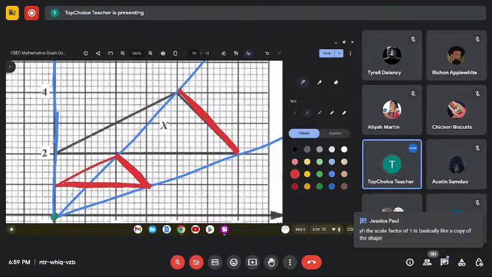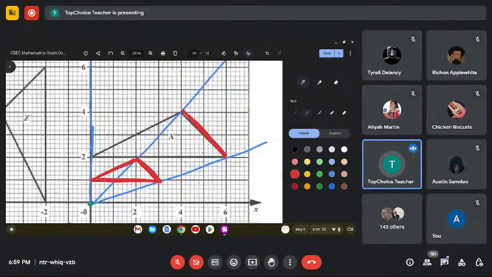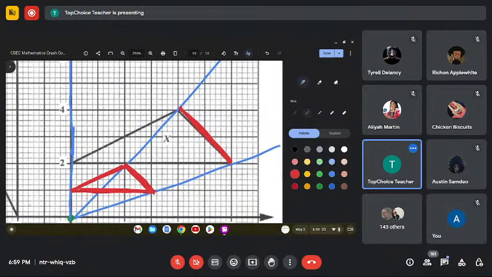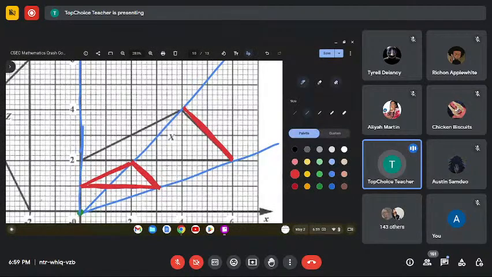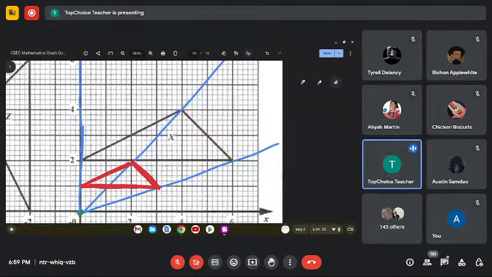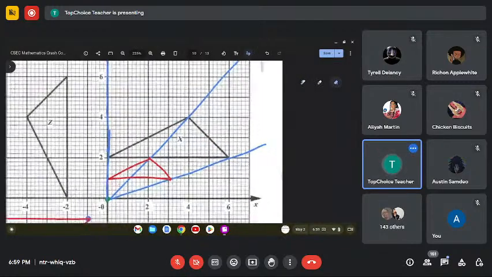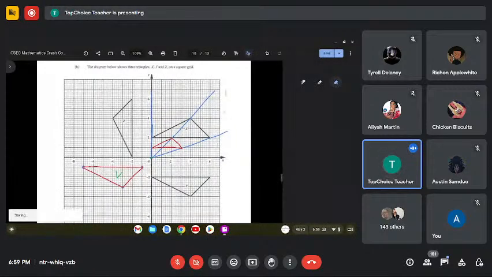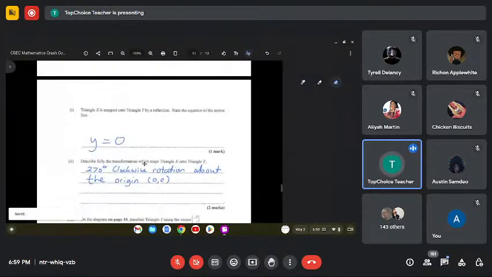So you notice everything is reducing by a half. And then, obviously, you just connect these lines now, right? So I just connected these lines. And this is my image after my enlargement by a scale factor of a half. Now, I know that this question can be rather confusing, but it's not that bad once you get practice. So I want you to practice with this question here, right?